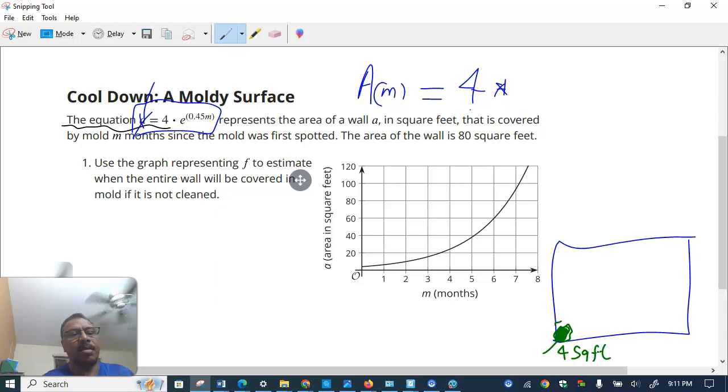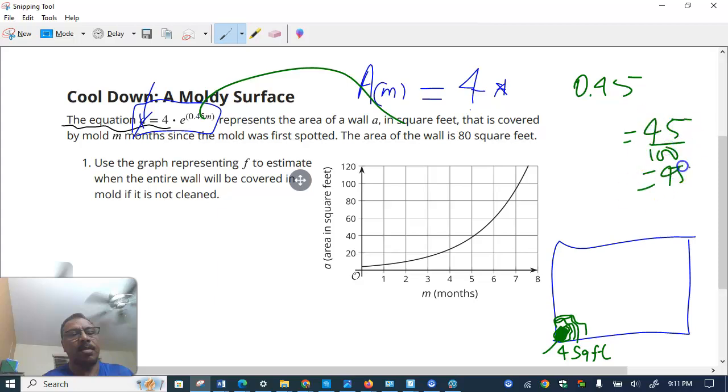Now this area keeps increasing, and the way it is showing us, it is 0.45 there. What does that 0.45 mean? It is 45 divided by 100, which is 45%, almost like 50%. Since the input is the months, in 1 month this area becomes maybe this much. It's like a 50% increase, which means half of this area is added, and then again, whatever. That's what it means.